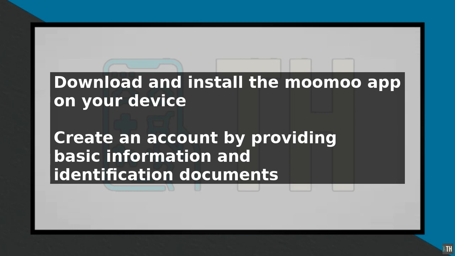To get started, first download and install the Moomoo app on your mobile device or access it through the website. Once you have installed the app, create an account by providing some basic information such as your name, email address, and password. You will also need to provide identification documents to verify your identity and comply with regulatory requirements.